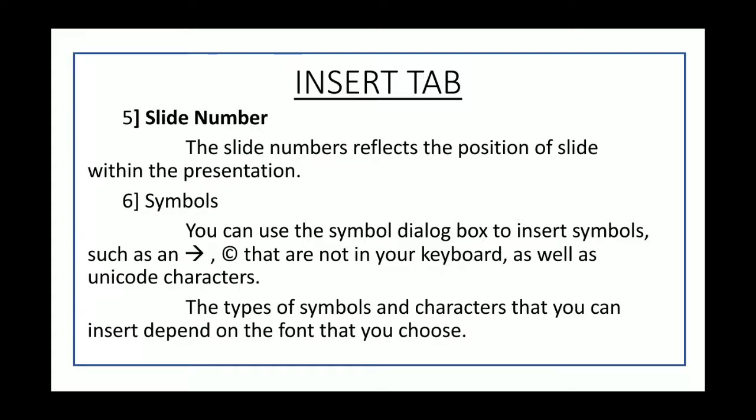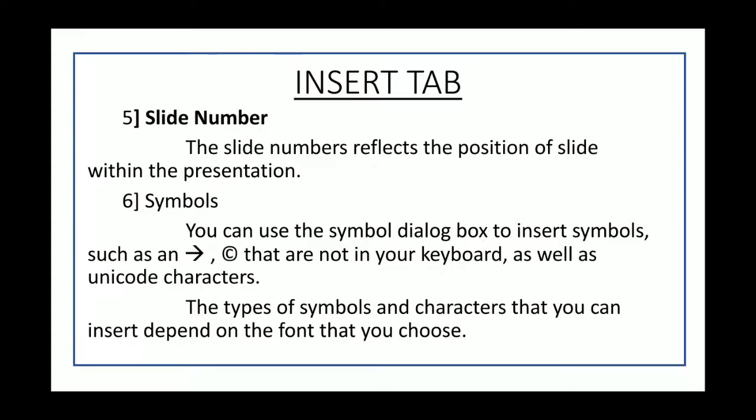Next one is symbols, which are not there on the keyboard. You can insert those symbols from this dialog box. You can use the symbol dialog box to insert symbols, such as this arrow key, which is not there on the keyboard, as well as Unicode characters like pi, ohm, sigma. If you want a phone symbol, a mobile symbol, or a house symbol, you can add it from this symbol option.